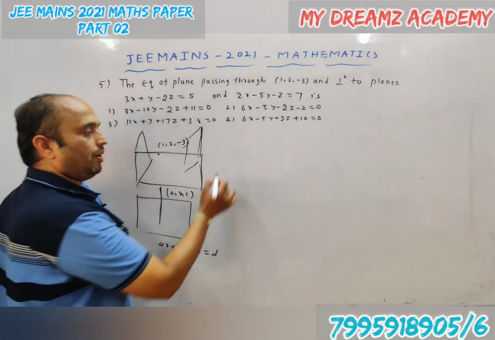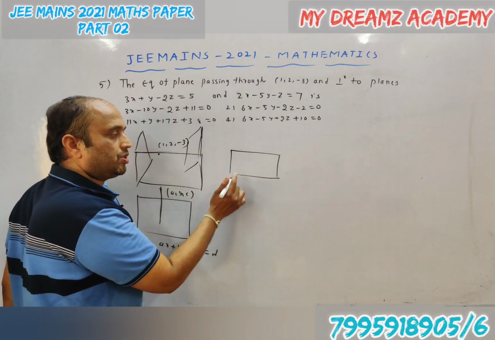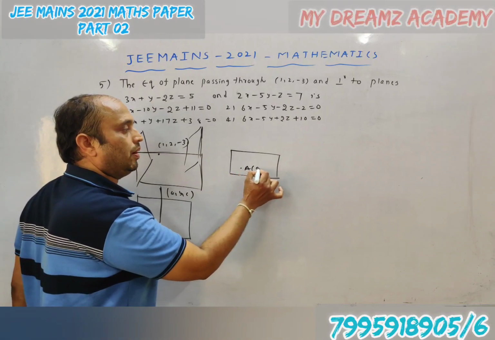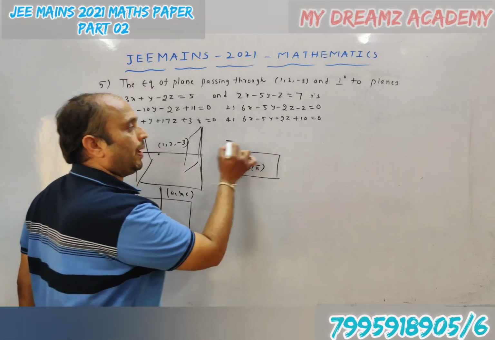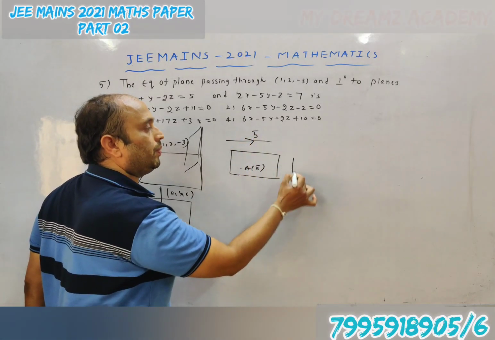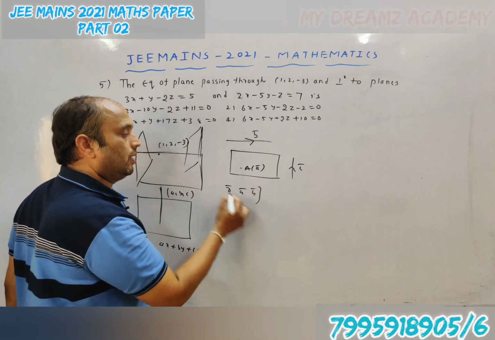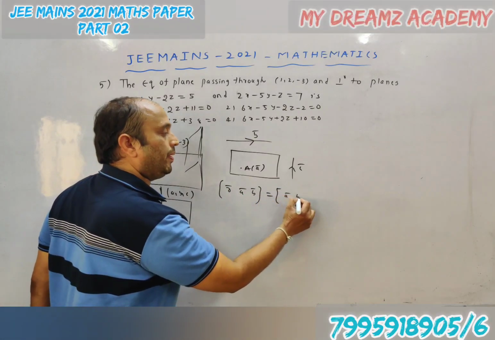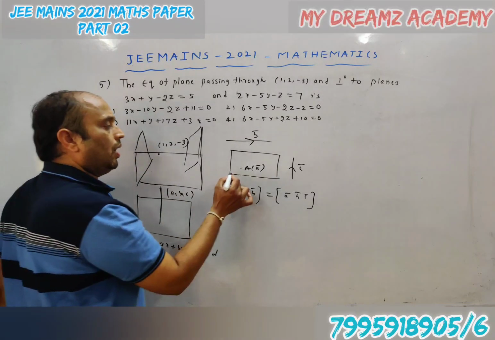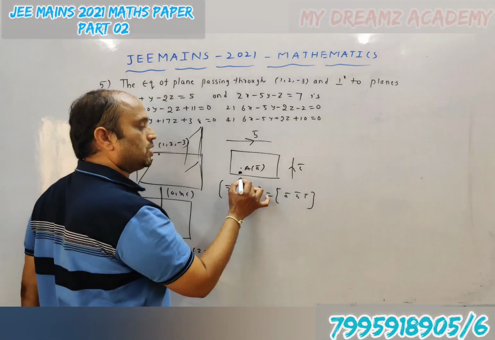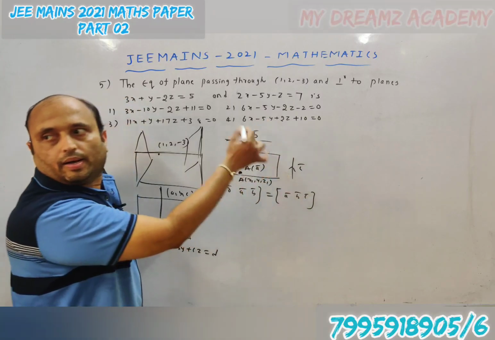By using one formula, this is the equation of the plane. We want to find the equation of the plane passing through the point A, whose position vector is a bar, and parallel to b bar and c bar. The actual formula is [r bar, a bar, b bar] is equal to the box product of a, b, c. Or use the direct formula: our required plane passes through (x1, y1, z1) and is parallel to b bar and c bar.